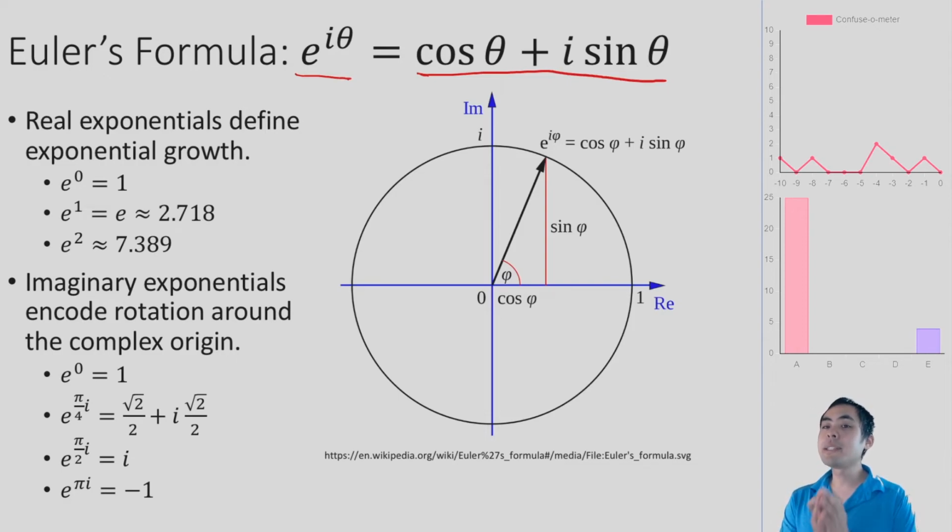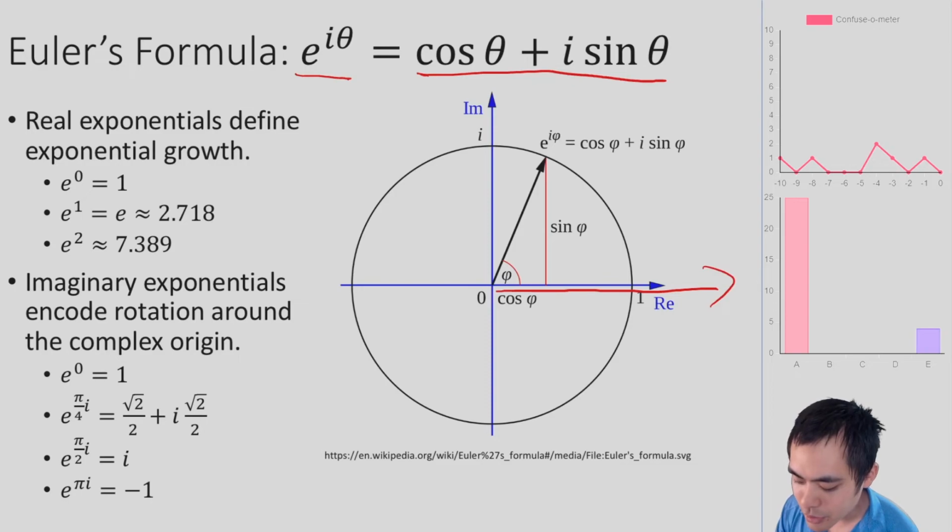What it means is that when you take e to some real power, you're just increasing everything, growing everything along the real line. Everything's getting bigger, right? When you take e to an imaginary power, that actually encodes precisely this rotation around the complex origin. Another way of thinking about it is that when you take exponentials of real numbers, you go in this direction. When you take exponentials of complex numbers, you instead rotate around the origin.